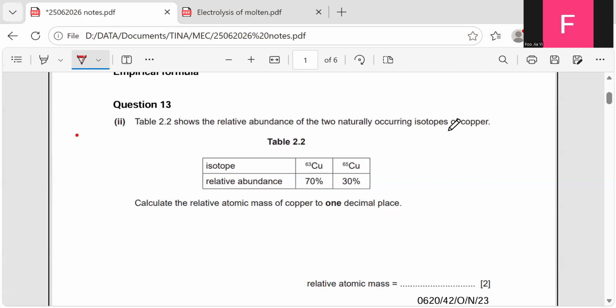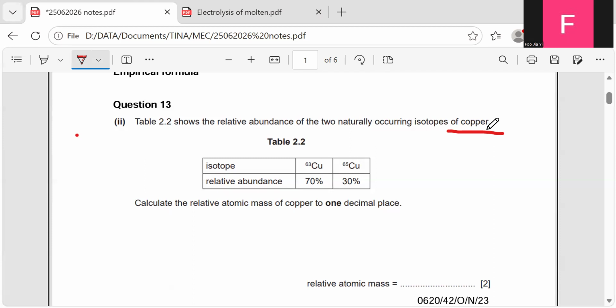This question is the isotope question. Okay, I think they stapled it the wrong way. So the first page, the one with the table, you just turn it to the next page. Can you see this one? I think I stapled it wrong.